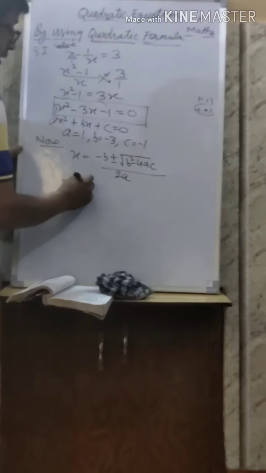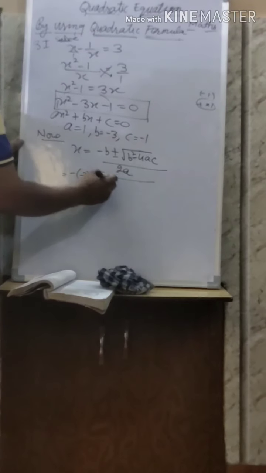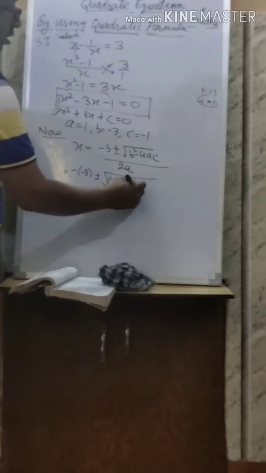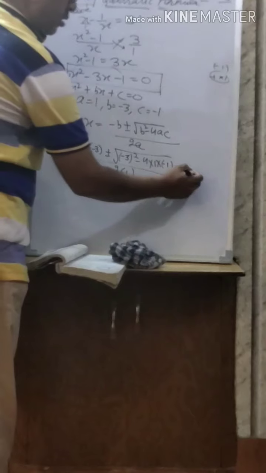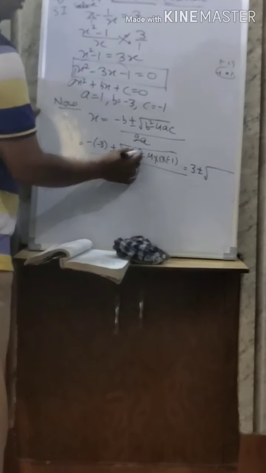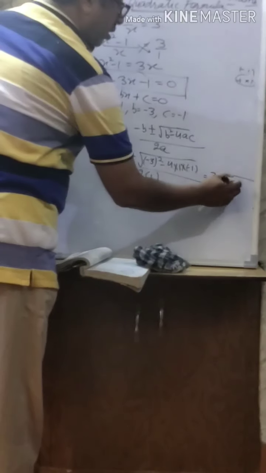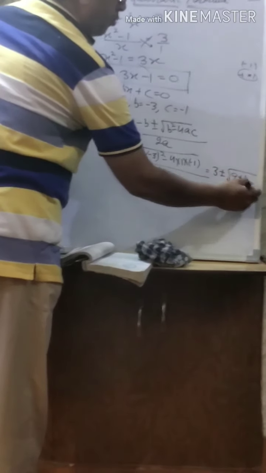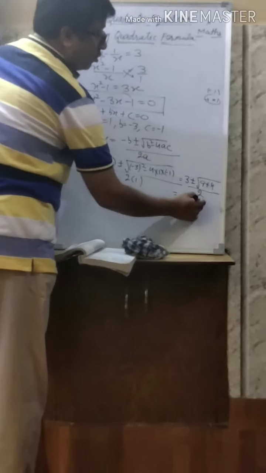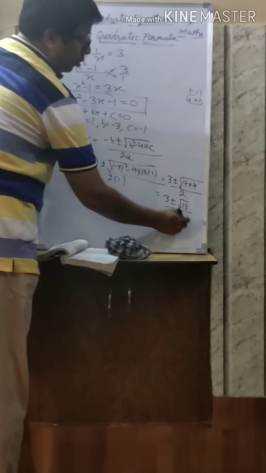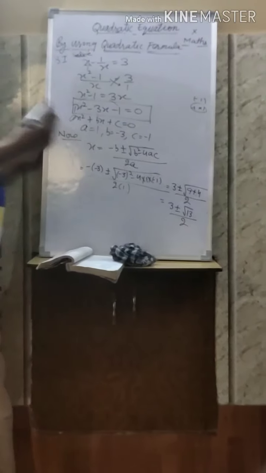So minus b, what is the b value here? Minus 3, plus minus root of b square, minus 3 square, minus 4a into c, upon 2a. A is 1. So minus into minus is plus. Minus 3 square is plus 9. So minus into minus plus 4 upon 2. So this is 3 plus minus root 13 upon 2. It is rational, it is irrational, you can't add.